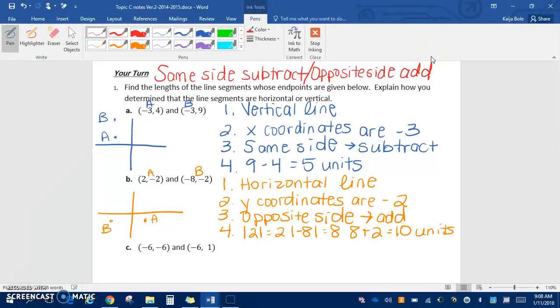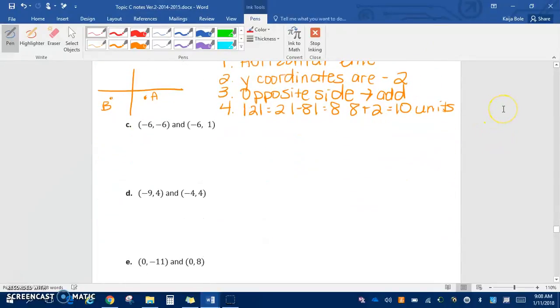Alright. We're going to do one more example all together here. So we're going to look at C. And again, I'm going to label my points. I have A and I have B. So first we always draw a picture. So I'm at -6, -6, which is down here. This is going to be A. And then -6, 1 will be up on top, and that's B. We write our 4 numbers. And then first we ask ourselves, what type of line does this make? And this makes a vertical line.